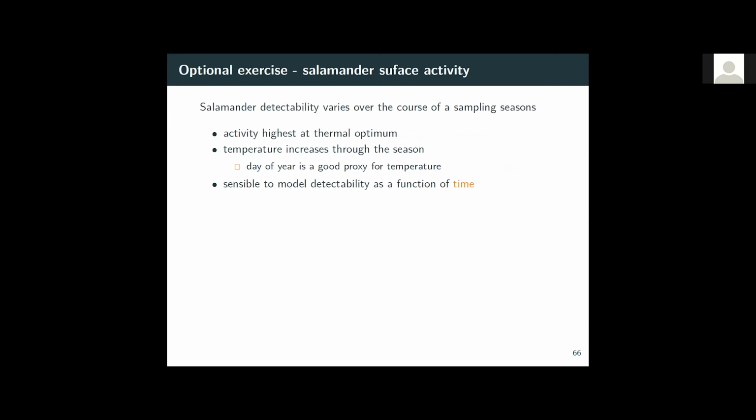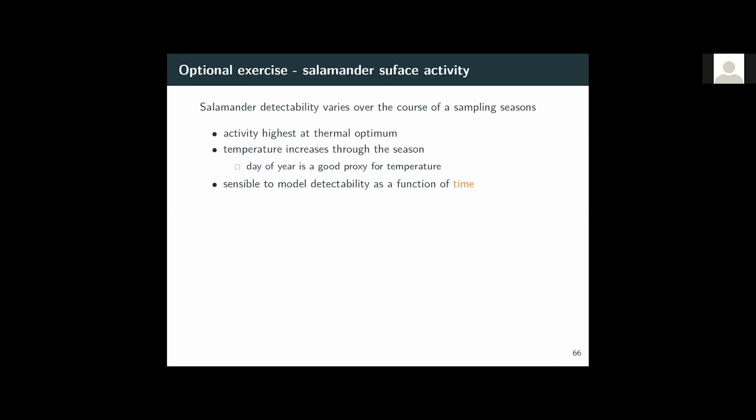Having studied them for quite a while now, we know that salamander detectability varies over the course of the sampling season. At the end of the season, when it's either really hot or really cold, we capture very few individuals. And at the beginning of the season, depending on which season we're sampling, it can be super cold or super hot, and we get fewer individuals. Really, this reflects some kind of thermal optimum of surface activity for salamanders, where they come to the surface and move around at intermediate temperatures. Temperature tends to increase through the season.